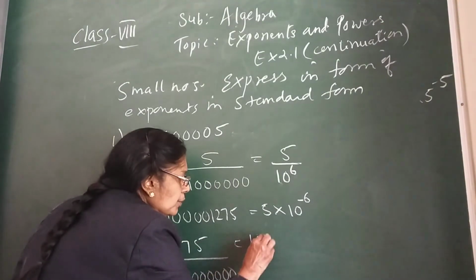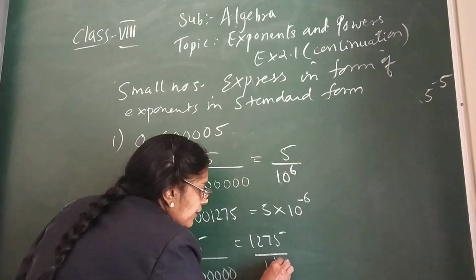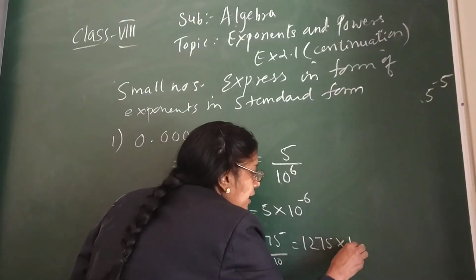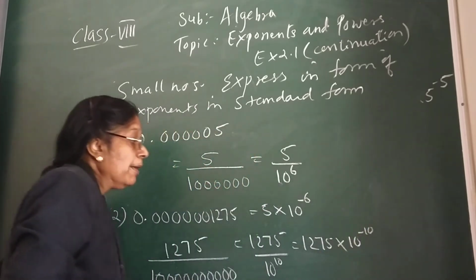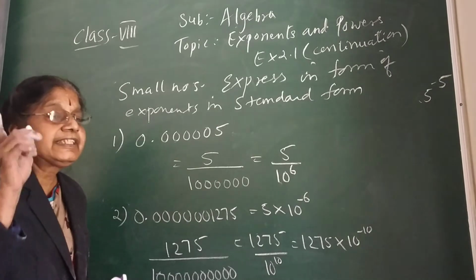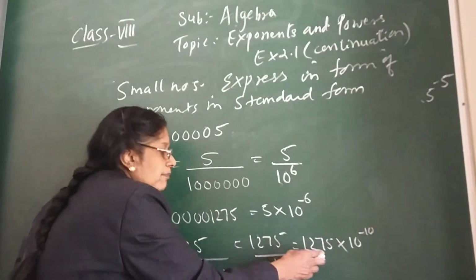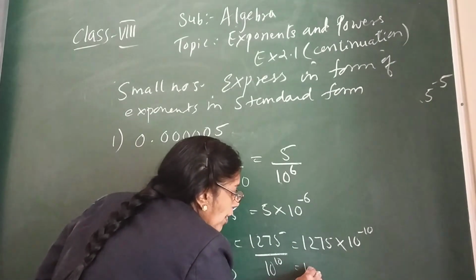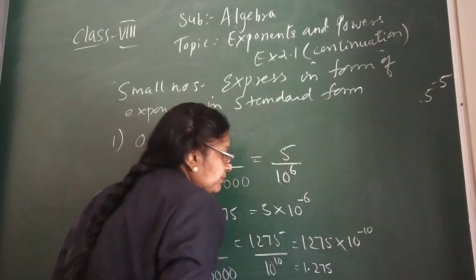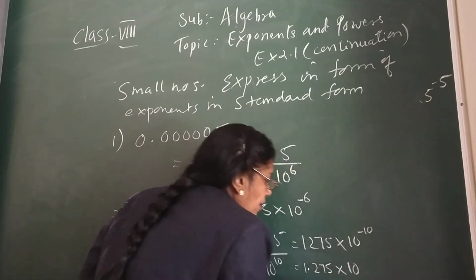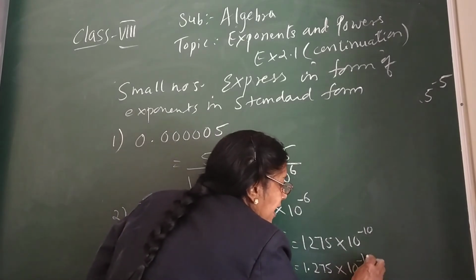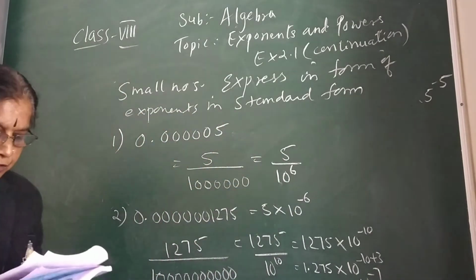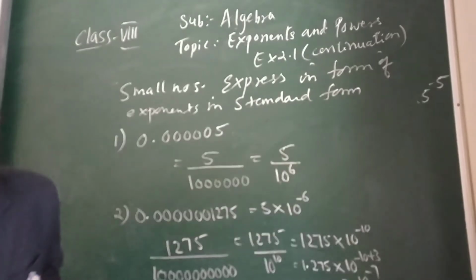So I can write down 1275 divided by 10 to the power of 10. So I can write it as 1275 into 10 to the power of minus 10. But when such big numbers come, always keep in mind we have to write these numbers with one place of decimal. We have to keep the point over here: 1.275 into 10 to the power of, 3 zeros will become less. So minus 10 plus 3 is equal to 10 to the power of minus 7. So that is what is called the standard form.